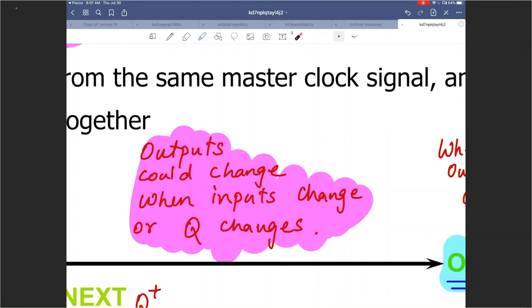But this type of finite state machine, which is actually called Mealy state machine, Mealy FSM, where the outputs could change when inputs change or Q changes. We know that Q changes only at the active edge of the clock. But there is no such restriction on the inputs. Input could change anytime, which means the Mealy FSM outputs could change at any time, which is why Mealy FSM is an asynchronous FSM.